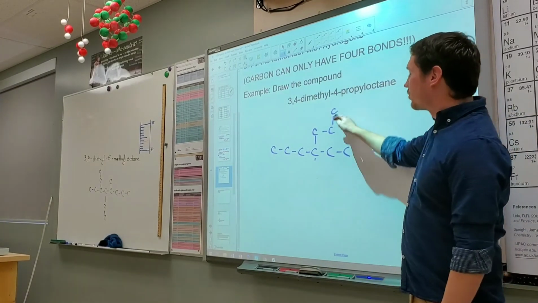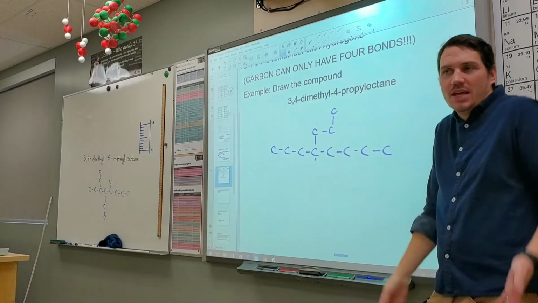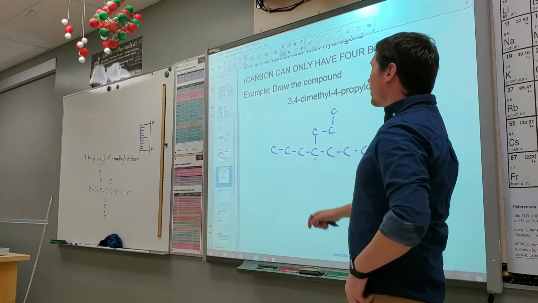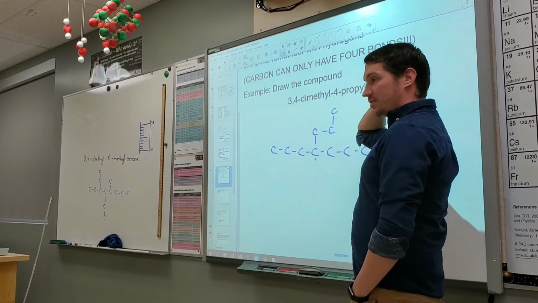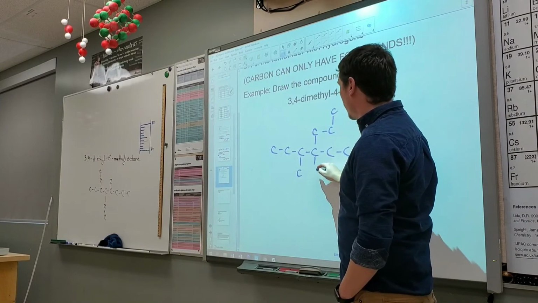Is this 3 carbons in a row attached to the 4th carbon? Yes, it's a propyl group, right? Okay. And then, where are the methyl groups? On 3 and 4. So I'll go 1 down here and 1 down here.